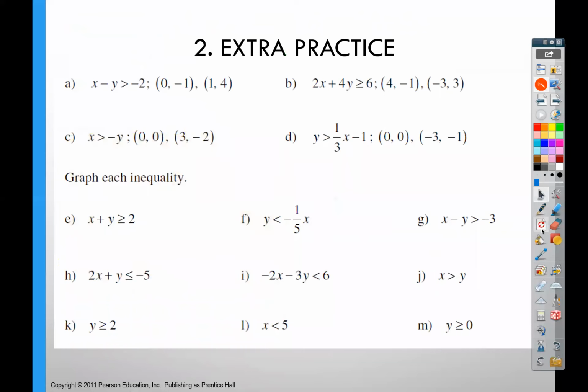Okay. So here's some extra practice. Go ahead and see on 2A through D, what you're doing is you're taking those coordinates and you're plugging them in one at a time in for the x and the y, and you're seeing if they work. Okay, so you're seeing if those are solutions of the inequality. All right, pause the video.